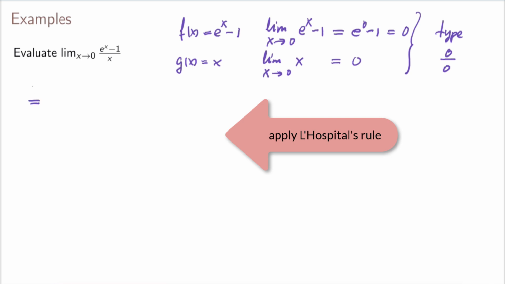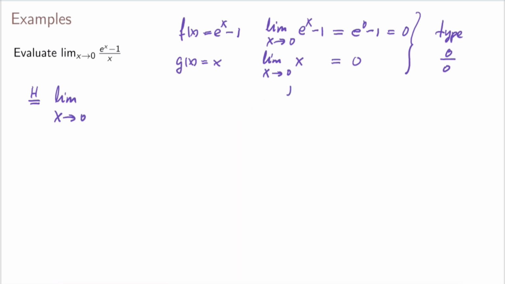Using L'Hopital's rule, we can write this to be equal with a little h on top, limit x goes to 0. So what do we have to do? We have to differentiate f. Maybe let's do that on the side here. f prime is equal to e to the x. g prime is equal to 1. Okay, differentiation now is easy. So we get e to the x, and then we differentiate the g, which is 1. So we get this limit, e to the 0, which is 1. And we found a limit. Pretty cool, isn't it? Let's do another example.